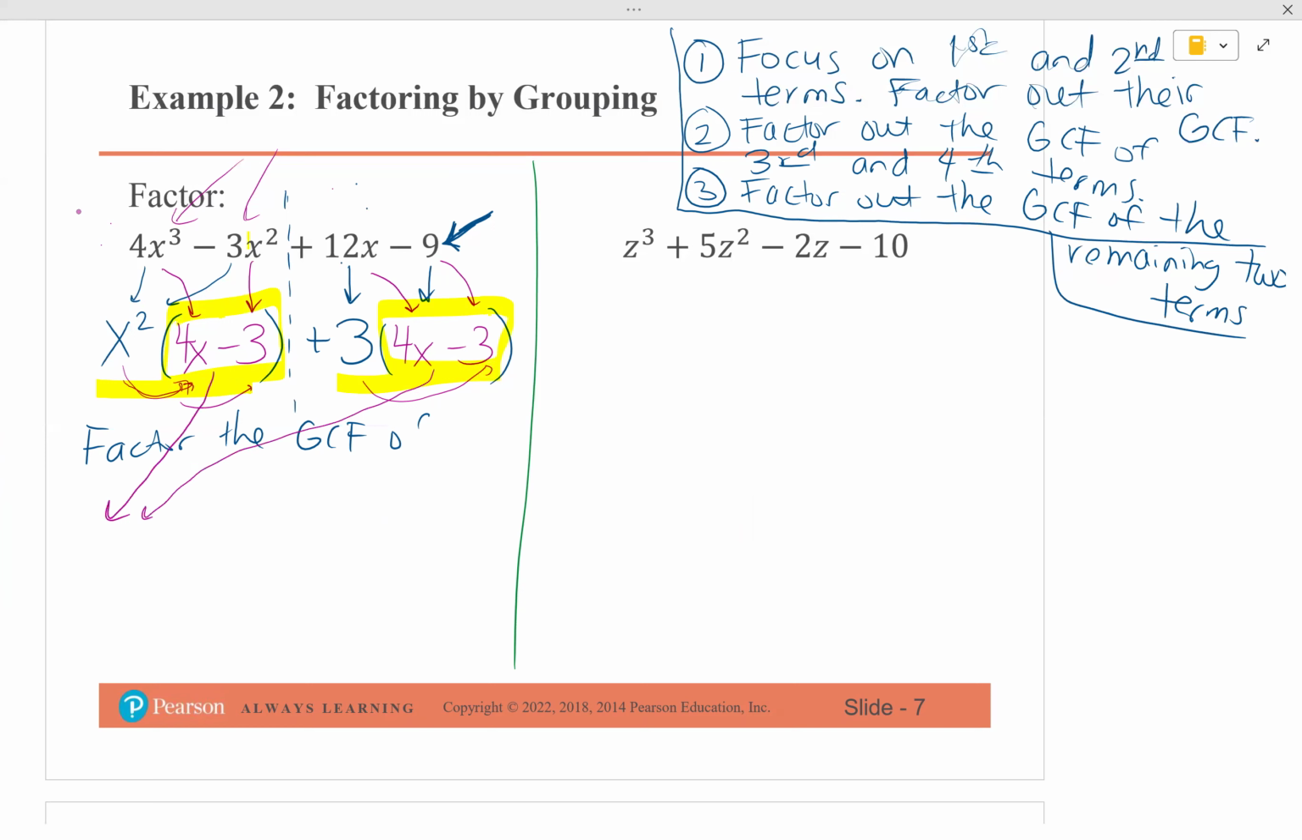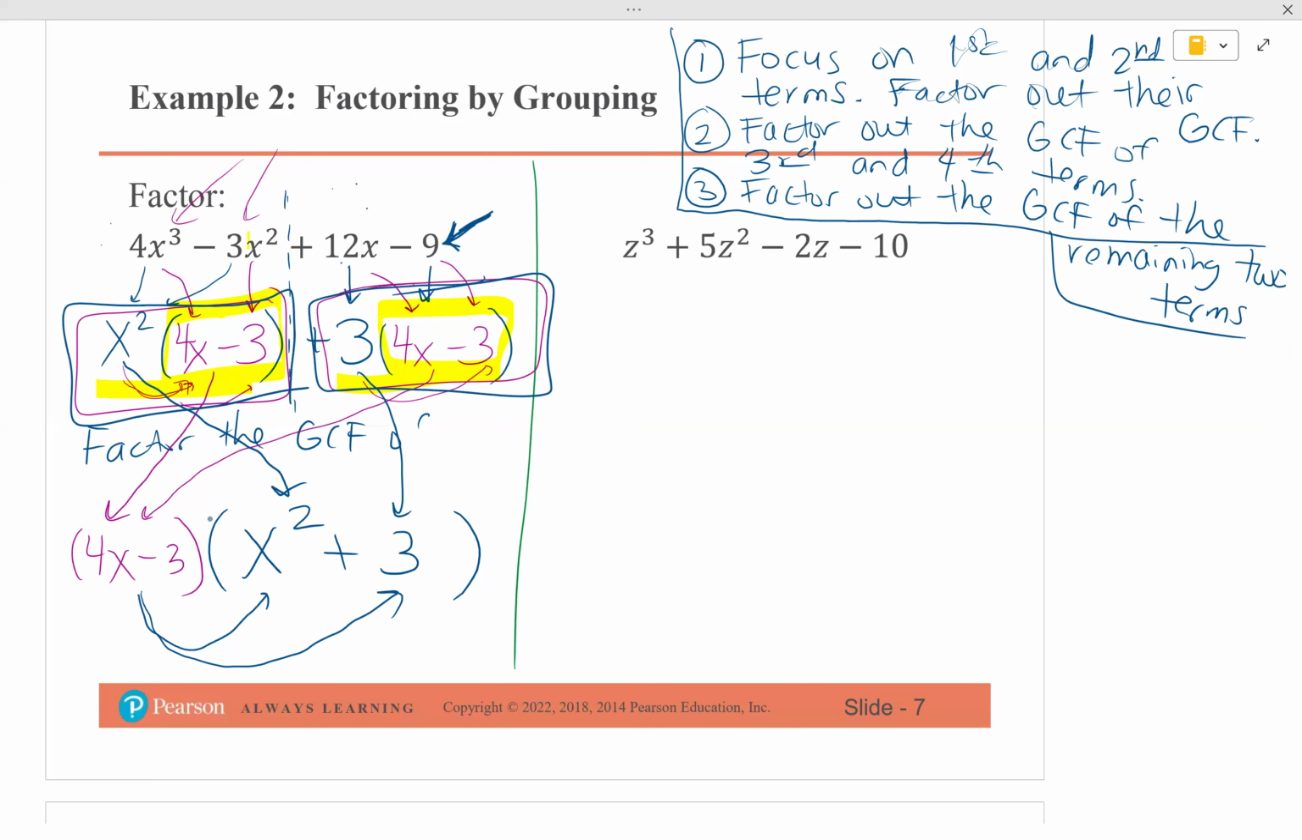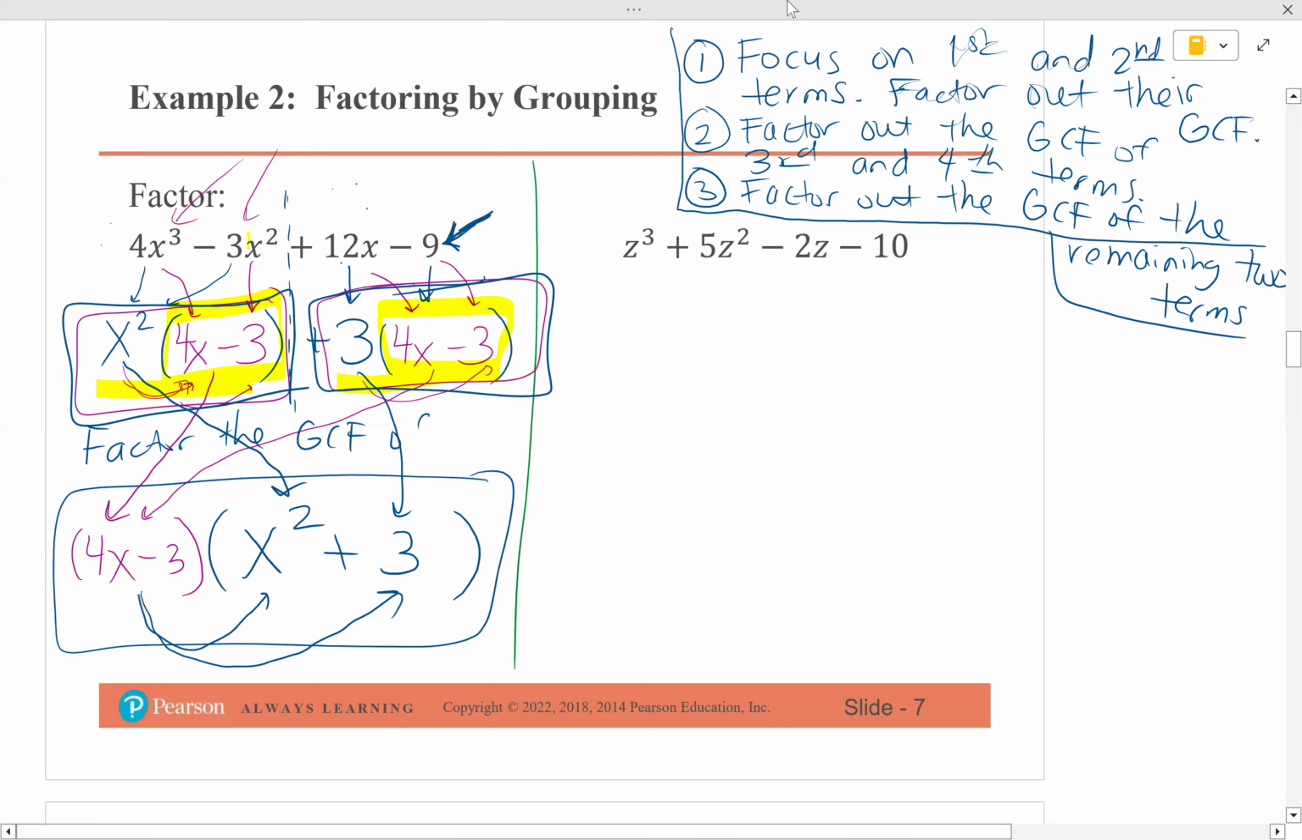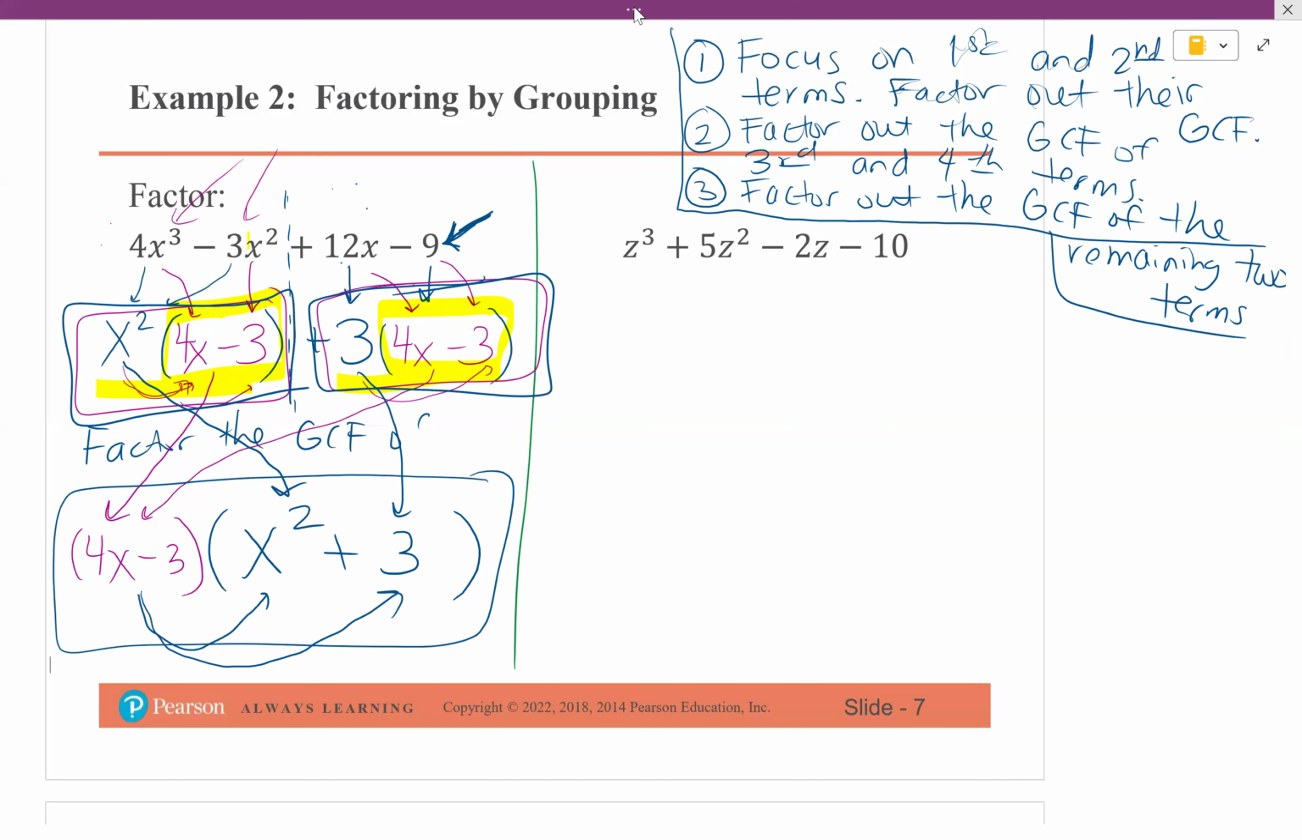So I'm going to factor that out, 4x minus 3. I take it away from this first big old term, and I take it away from the second big old term. And then whatever's left over from each of those terms goes in the second parentheses. 4x minus 3 times what would give me this first big term? The only thing I'm missing is the x squared. So he's going to go here. And then 4x minus 3 times what would be 3 times 4x minus 3? You just need the plus 3. And that's it.